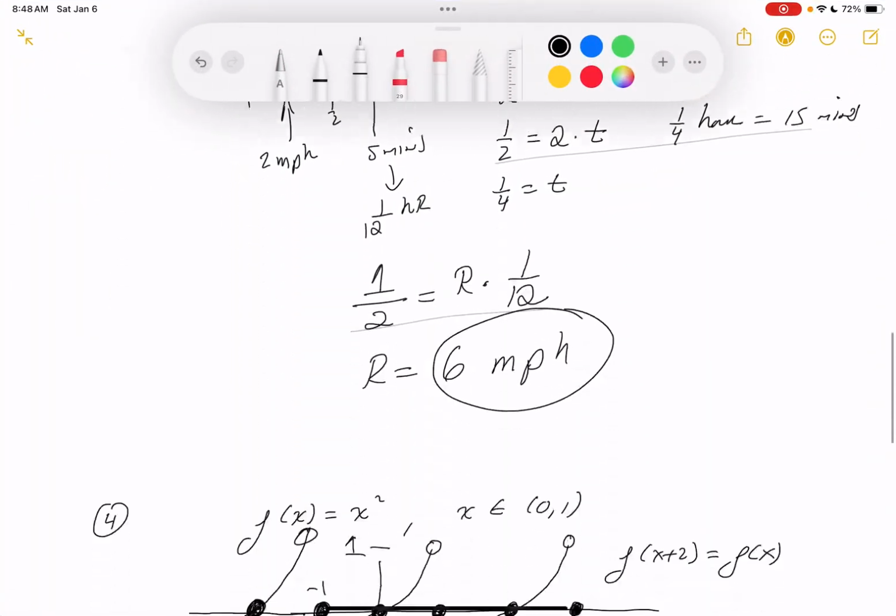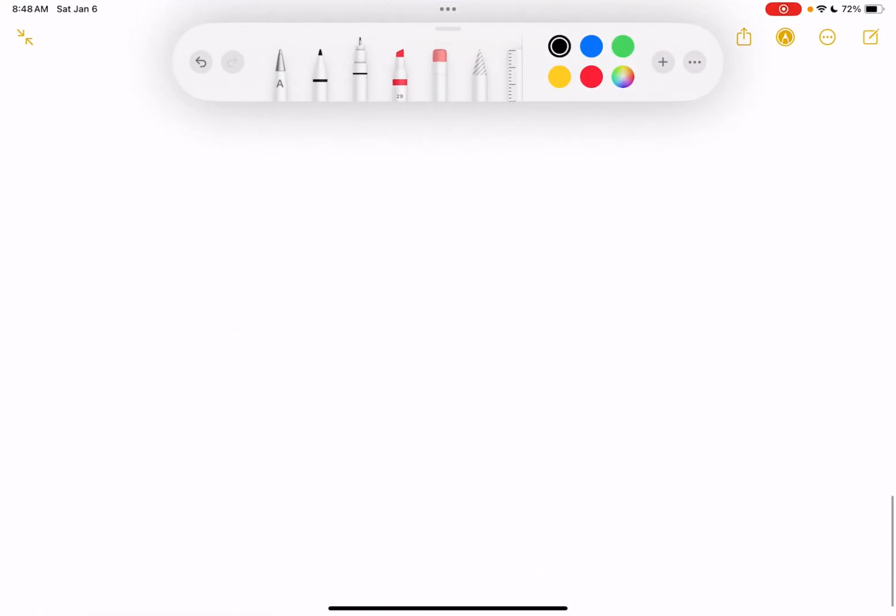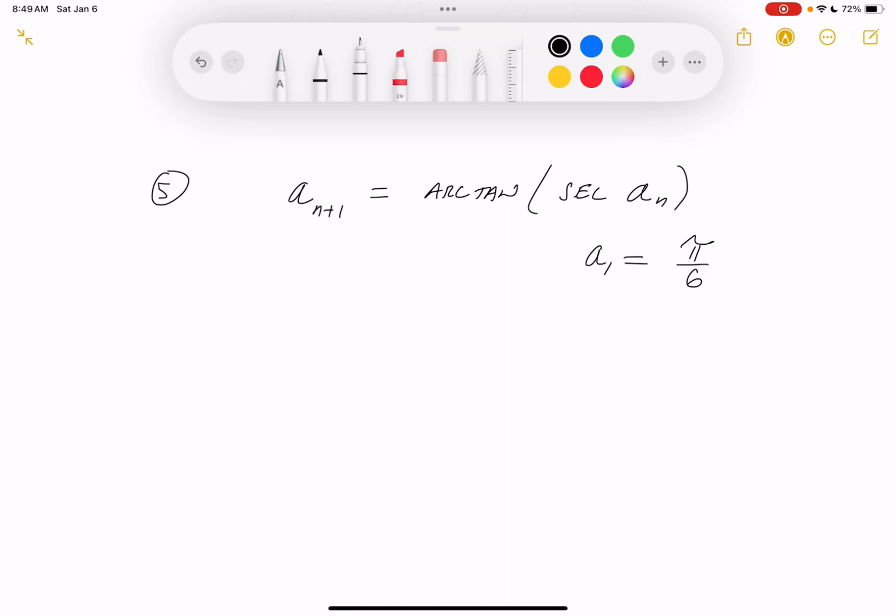So what I want to do is write down what they're saying. All you can do is go one step at a time. Looking at the problem itself, what do I know? I know that A_(N+1) is equal to the arctan of the secant of A_N. I do know they give me a seed value, A1. I'm not sure how important that is, but it's pi over 6. We'll get back to that later.